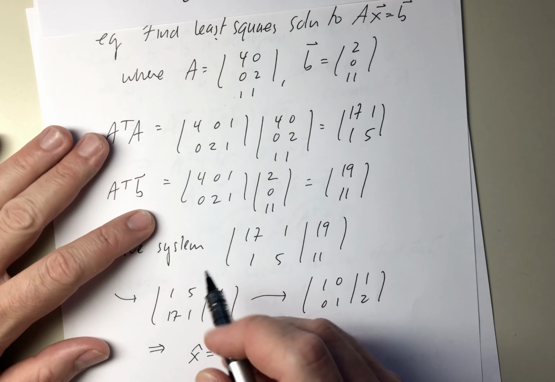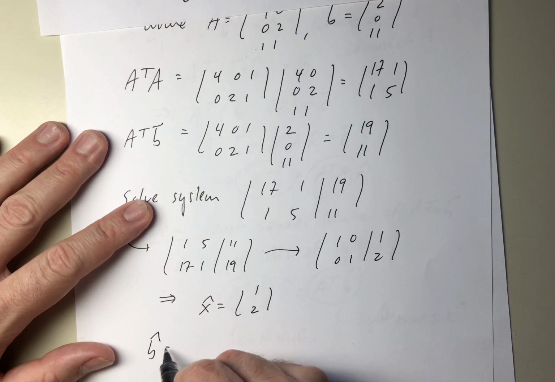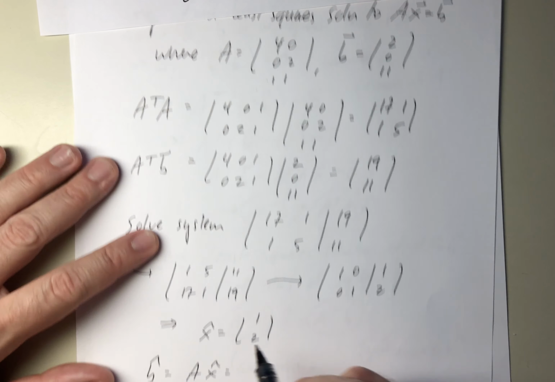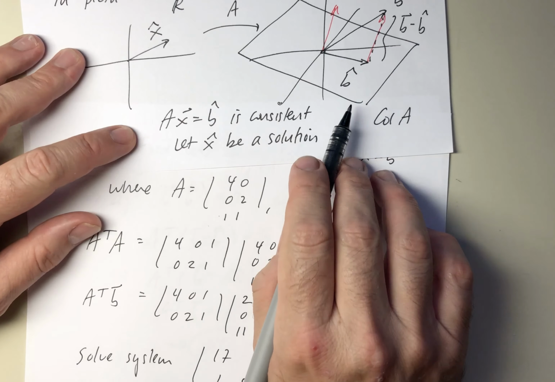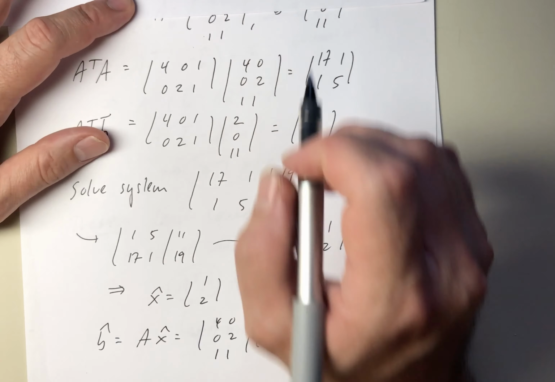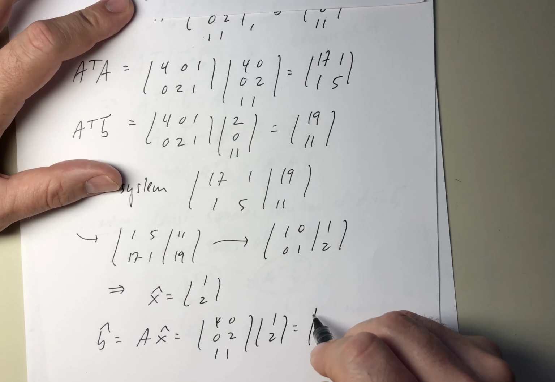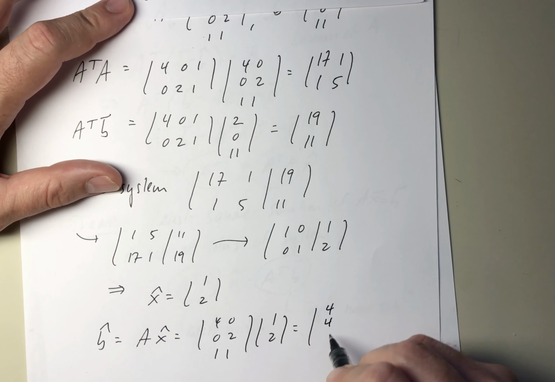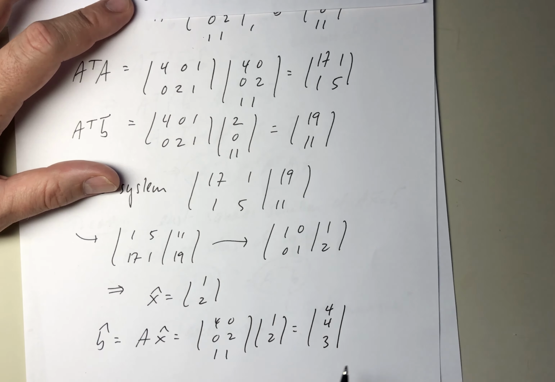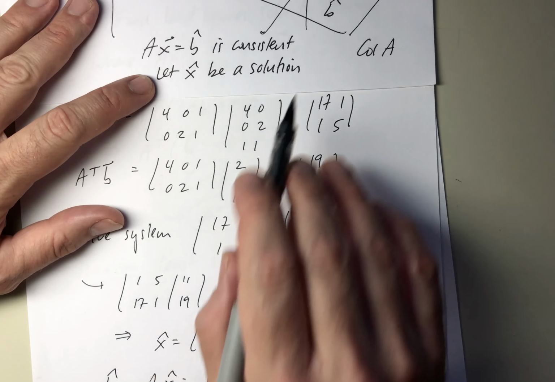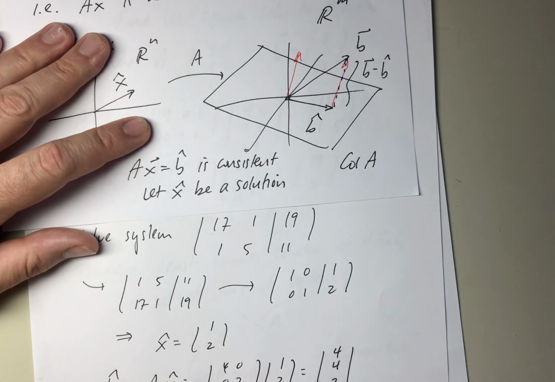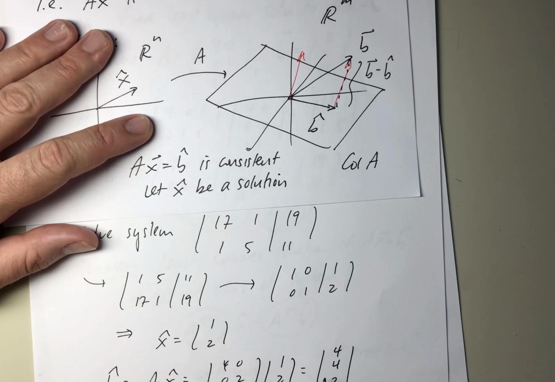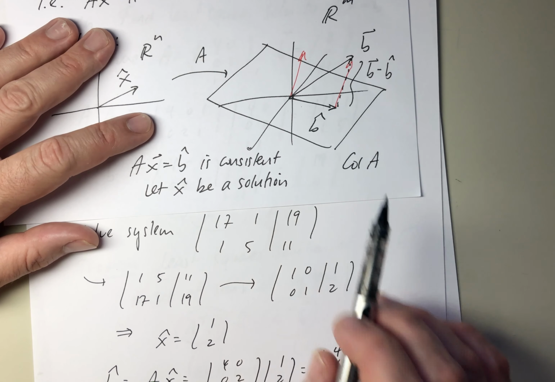Okay? And you can actually determine what b hat is, of course. b hat is going to be A times x hat, which was [4 0; 0 2; 1 1] times (1, 2). So this vector b hat, you're often interested in that. It's going to be (4, 4, 3). Okay? So that's the b hat vector that I drew here. It's in the column space just because it's of the form A times something, right? There it is, b hat, it's (4, 4, 3).